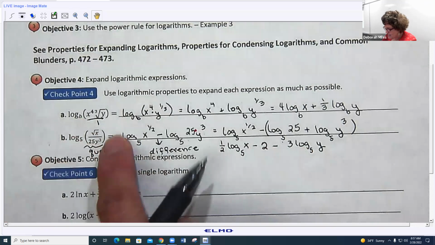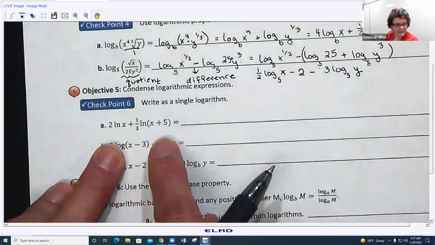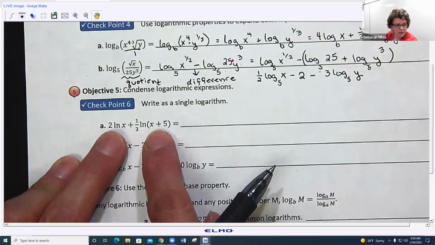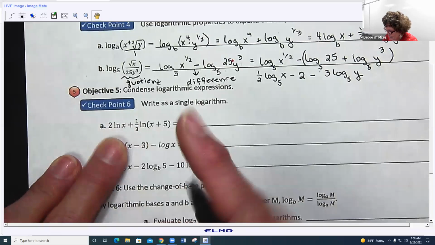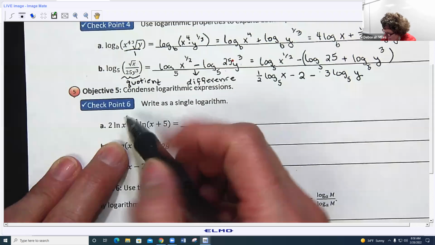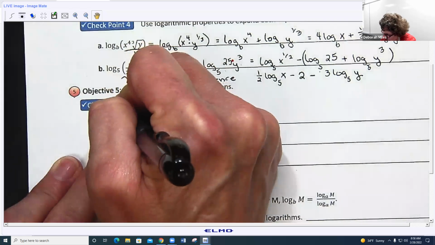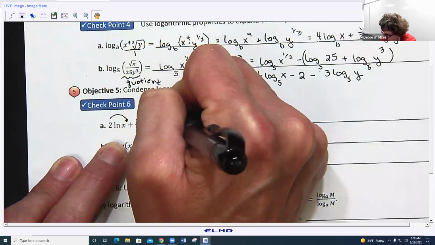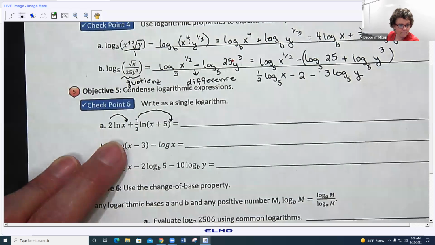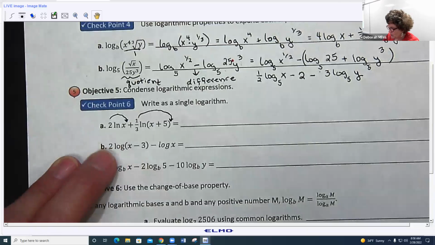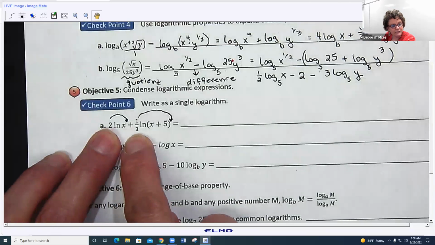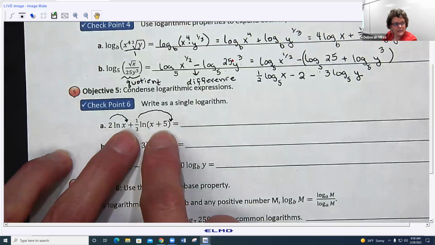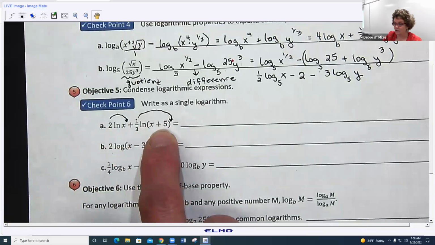If you get that, it makes putting logarithms back together easier. In the A part, I can see that I would put the 2 back as the exponent of the x. I'd put the 1/3 back as the exponent of the x plus 5. But because both of these coefficients are positive, would those factors be in the numerator or in the denominator? Yeah, I wouldn't even have a fraction.